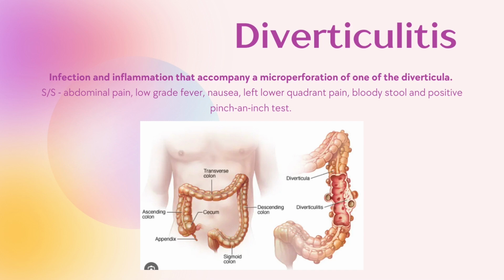So I think it's really important that we know the different quadrant pains and different signs and symptoms, because if you see a positive pinch and inch test and you have diverticulitis and appendicitis as your answer choices, you're not going to be able to just know it based off of knowing the pinch and inch test. You would have to cluster your other findings to find the correct diagnosis.